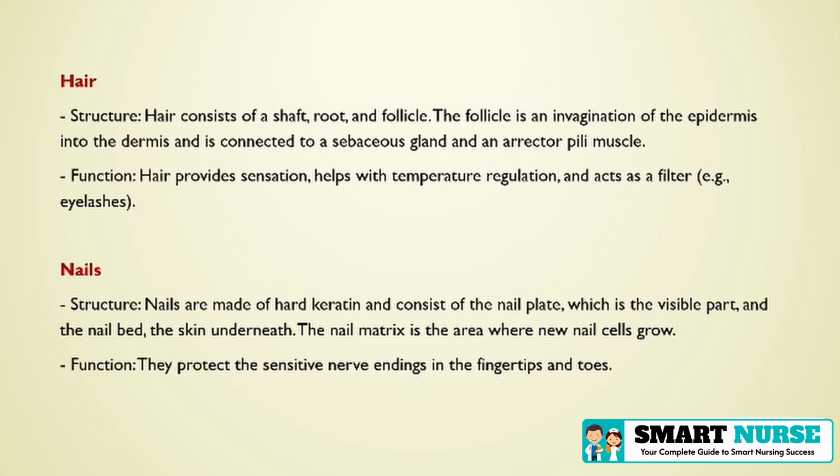For example, our eyelashes. Nails. The main structure of our nail: nails are made of hard keratin and consist of the nail plate, which is the visible part, and the invisible part under our skin, called the nail bed, which has the blood supply. The nail matrix is the area where the new nail cells grow.